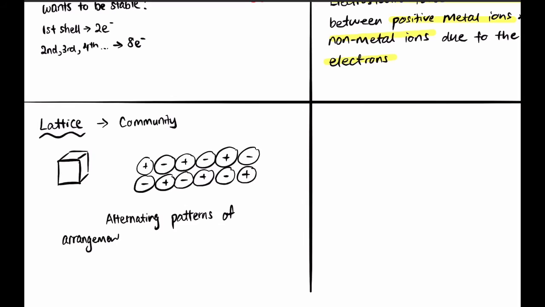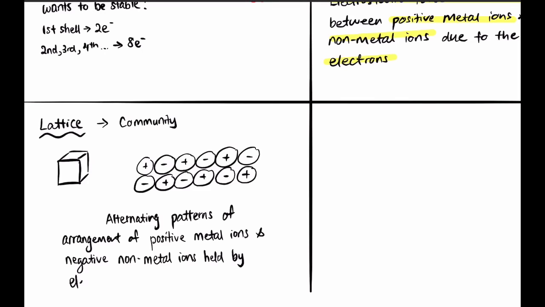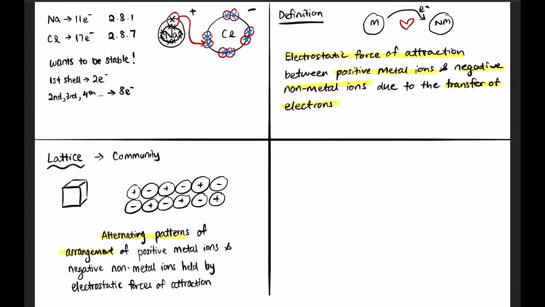Okay, it's an arrangement of ions, of positive metal ions and negative non-metal ions. Okay, it's alternating, and this is held together by something called the electrostatic force of attraction, which is the love between positive and negative ions. Okay, great. Let's take a look at what is being highlighted. Alternating patterns of arrangement. That's what gets you the marks in the exam. So there we go. That's an ionic lattice.